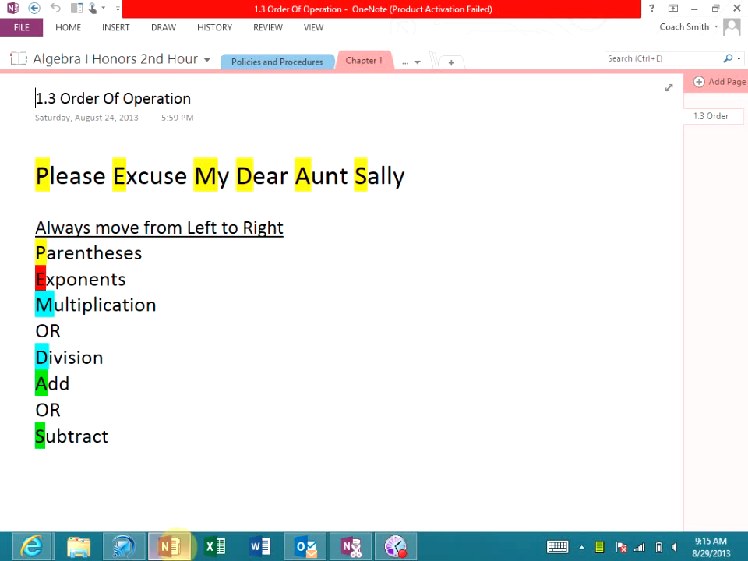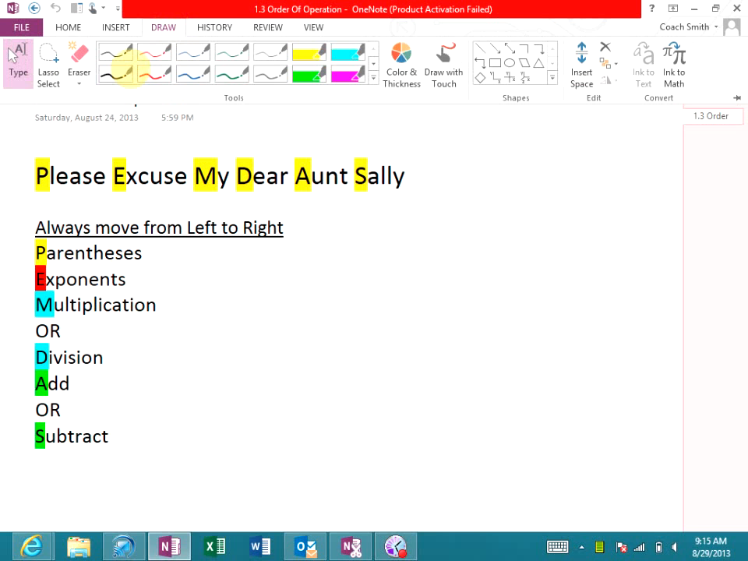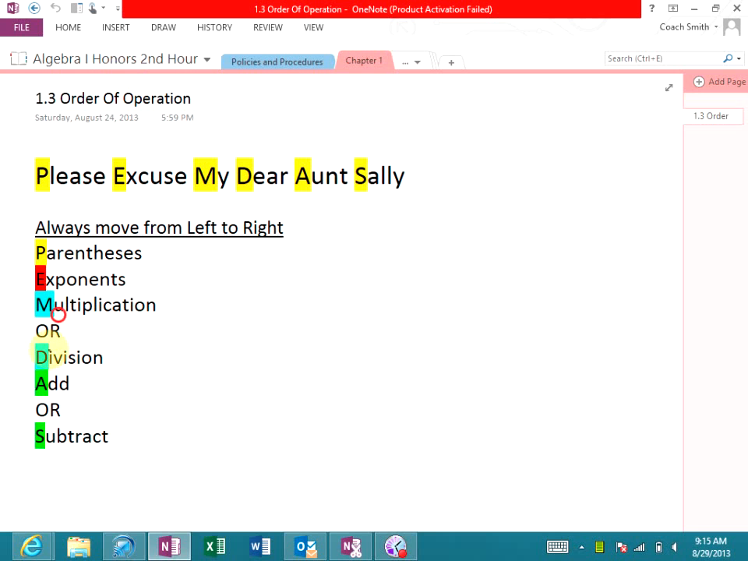Okay, remember that means parentheses, exponents, multiplication or division, add or subtract. Now the key thing I want you to see here that really is not a part of the acronym is the "or." When we say multiplication or division, it doesn't mean that you do all the multiplication in the problem and then come back and do all the division in the problem. It means as I'm moving from left to right in the problem, I do either division or multiplication, whichever symbol I come to first.